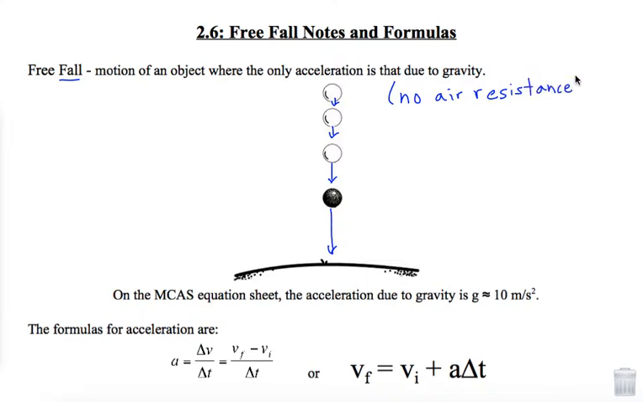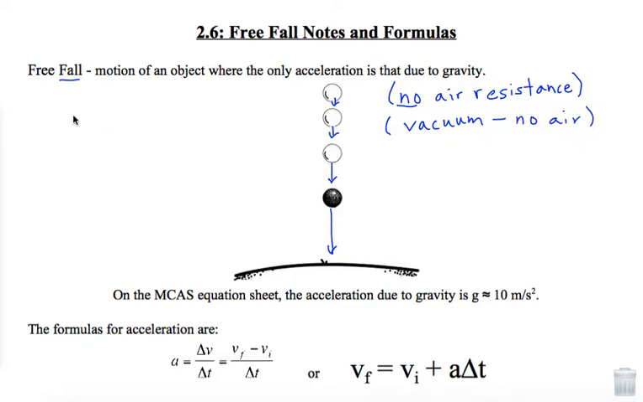Air resistance is when there's air in the room or wherever and you drop something and it slows whatever you drop down. Like if I were to drop a piece of paper, the paper kind of floats down because of air resistance. So we're talking about no air resistance. Another name for that, if there's no air, is called vacuum. Vacuum is when there's no air.